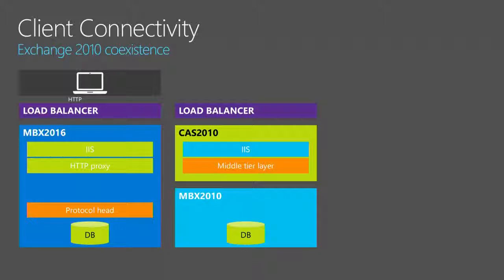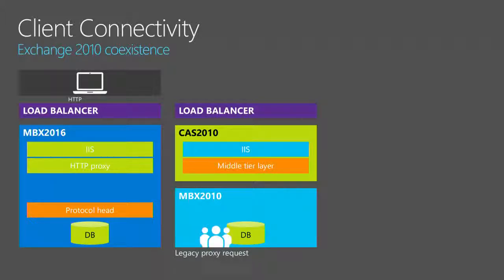Up there, we've got the HTTP client. Could be any of the 5 clients that we talked about. We've got our load balancer, and that's sitting on top of your mailbox server running 2016. And then over here, you've got the 2010 infrastructure, where even though we wanted you to do multi-role in 2010, for illustration purposes, I'm showing CAS and mailbox separately for 2010. But ideally, this would be still one server in 2010.